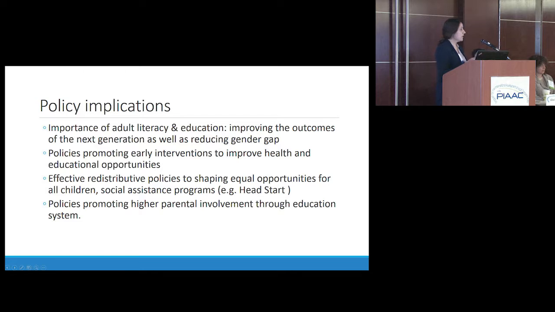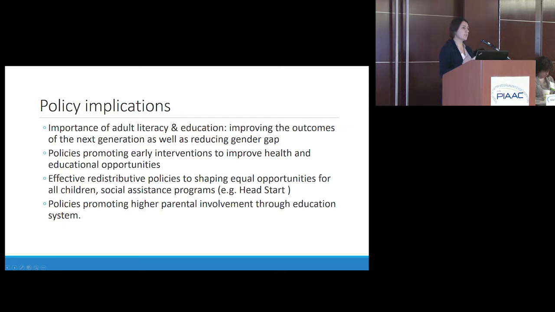Also, mixing the result of this study and literature review, it raises the importance of the policies that promote early intervention, because literature says that early life health and economic and educational outcomes actually define later life education and labor market outcomes. So actually, that's why it's important.